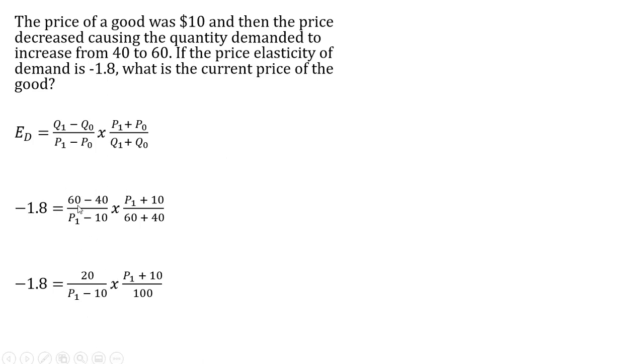So just doing some simplification, 60 minus 40 is 20. 60 plus 40 down here is 100. And then 20 divided by 100 is just 1/5. So that's what I did over here. The next step, I'm going to take this 5 and multiply both sides through by 5. So 5 multiplied by negative 1.8 is minus 9.